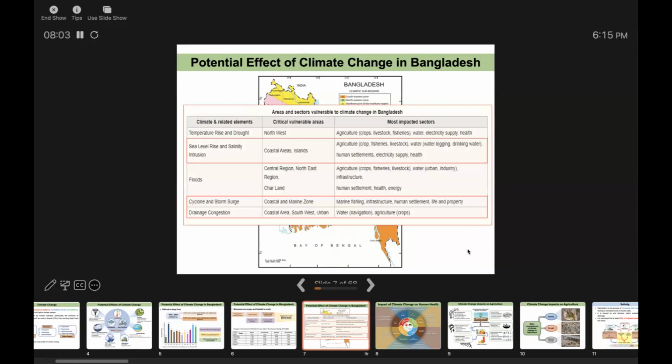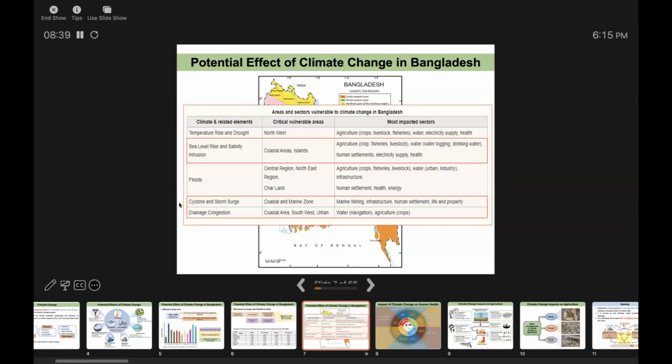We can see that climate change has a different kind of impact on different parts of the country. In the northwest part, temperature rise and drought, particularly the drought in the northern region, have most impacted sectors like agriculture, water, electricity supply, and health. In coastal areas, sea level rise and salinity intrusion affect agriculture, water, human settlement, electricity supply, and other factors.